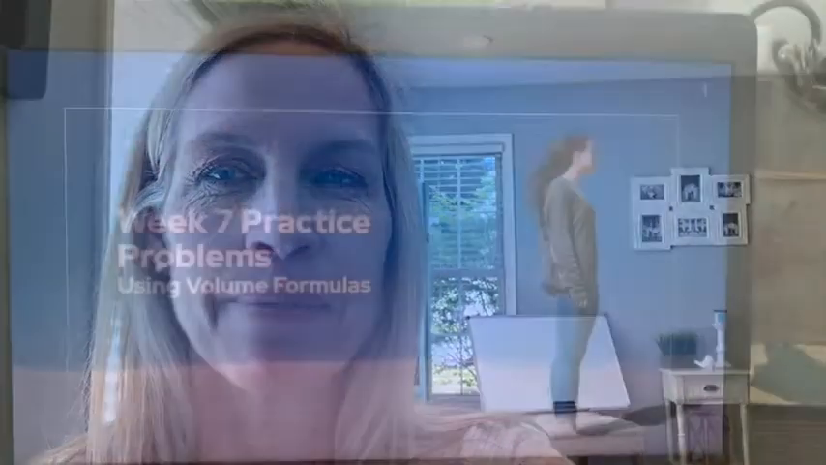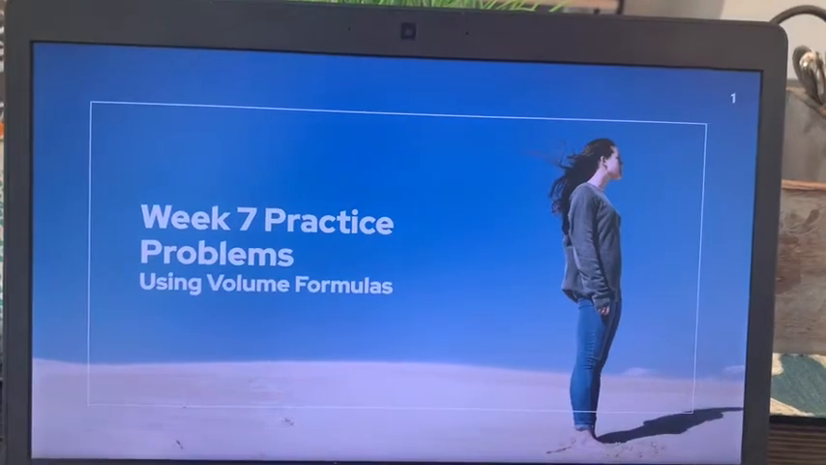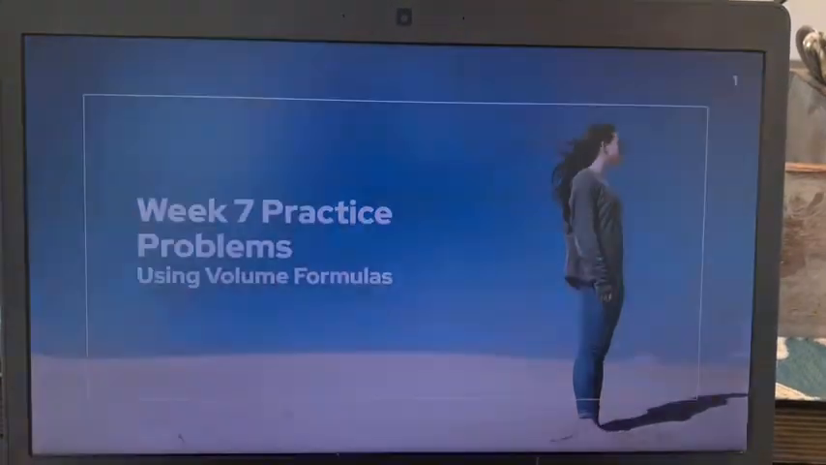Hey everyone, this week we're going to work on calculating the volume of some 3D figures. For some of the problems, I'm going to help you walk through the whole problem. For other ones, I'm just going to give you some hints. So we're going to get into our week 7 practice problems using volume formulas.